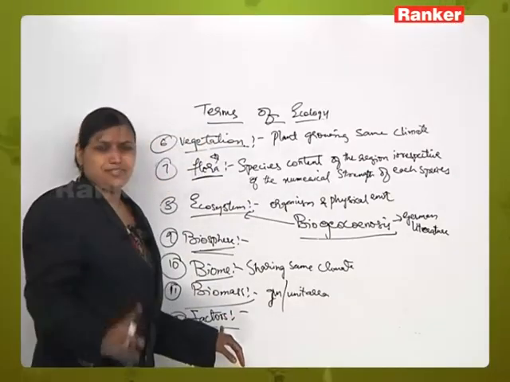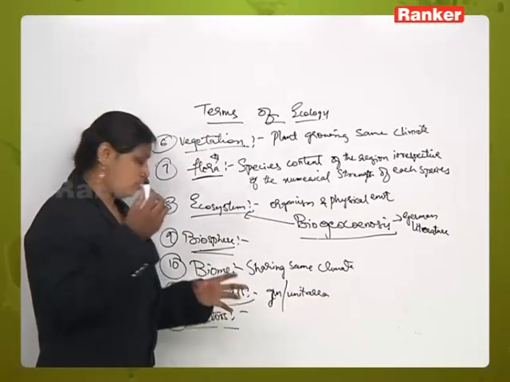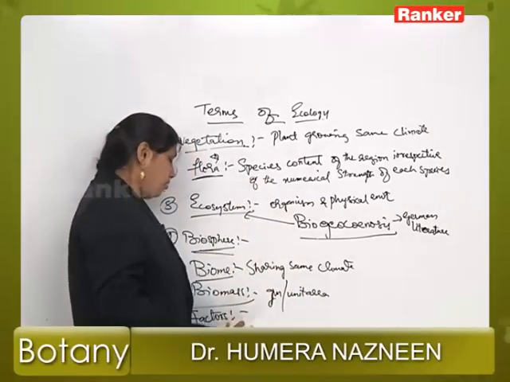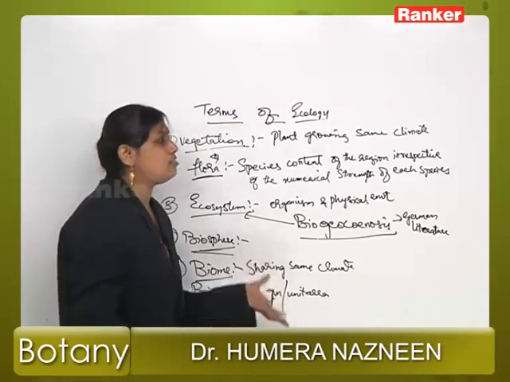Next one is factors. What are factors? Factors are the criteria or conditions, either external or internal, which affect the organism in its growth. That is called factors.